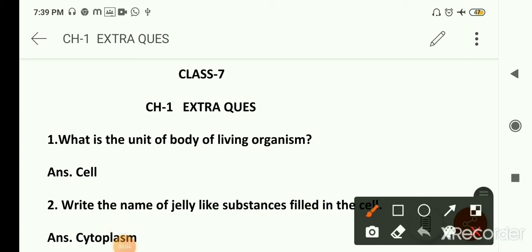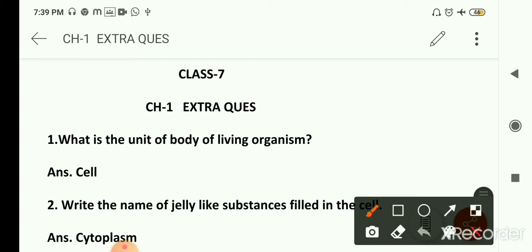As you all know, we have already finished the exercise of chapter number 1, and today we are going to do some extra questions for the chapter. Okay, let's start. The first question is, what is the unit of the body of living organisms? The living organisms are made up of cells. The smallest unit of the living organism is the cell.